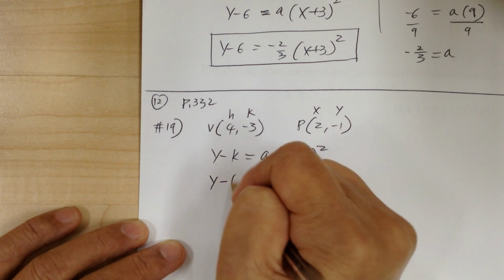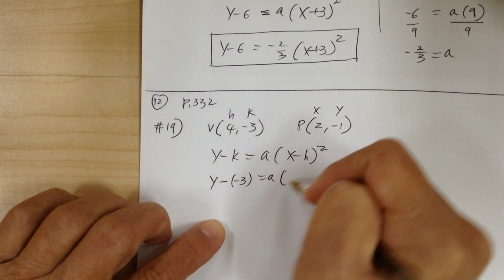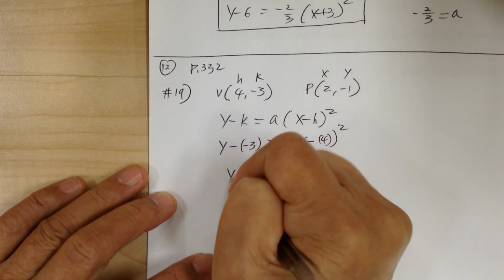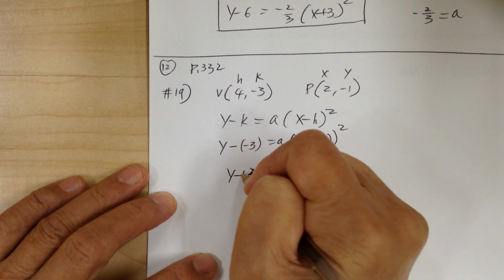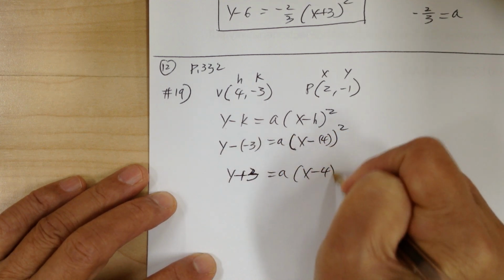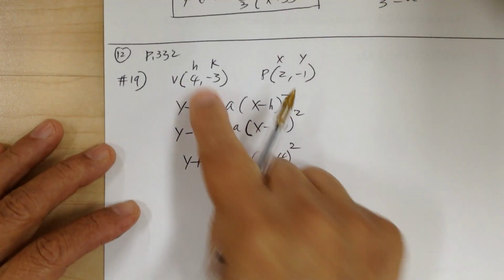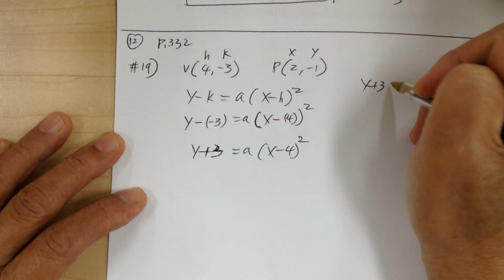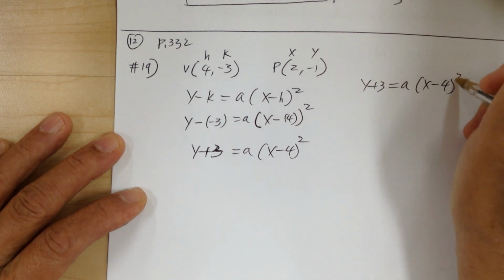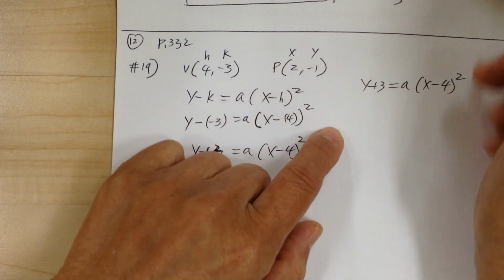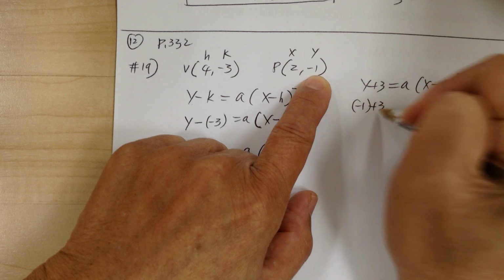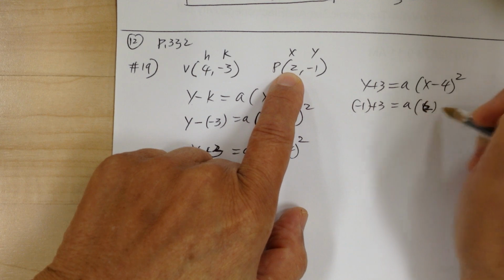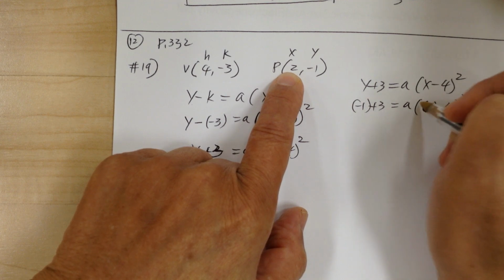So you got y minus negative 3, that's your k, equal to a times x minus h. Okay? Simplify things a little bit. So y plus 3 equal to a times x minus 4 squared. Okay? So I can use the h and k to simplify, and again go off to the side so you don't clutter up your major step and lose track. Okay? So now you can substitute the x and the y in here. So y is negative 1. Again, whatever you substitute, put inside the parentheses. Okay? So that way you can keep track of what is the original and what is substituted.